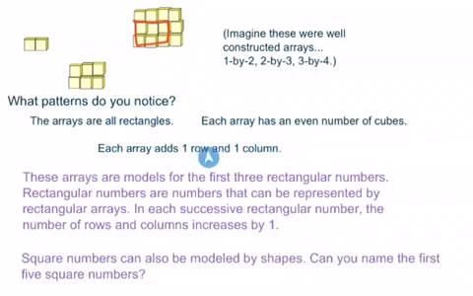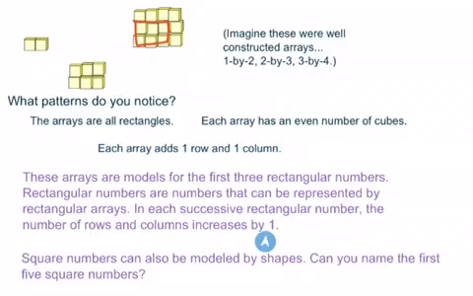If not, you want to write these three things down in your notes because they're very important to your understanding of following the patterns and noticing the patterns. So hopefully you'll be able to know that these arrays are models for the first three rectangular numbers. Rectangular numbers are numbers that can be represented by rectangular arrays, and each successive, meaning the next one, each successive rectangular number, the number of rows and columns increases by 1. This is always going to be true, not just something you noticed in these three, but as you continue to go up in rectangular arrays and rectangular numbers, you'll always find this to be true, okay?